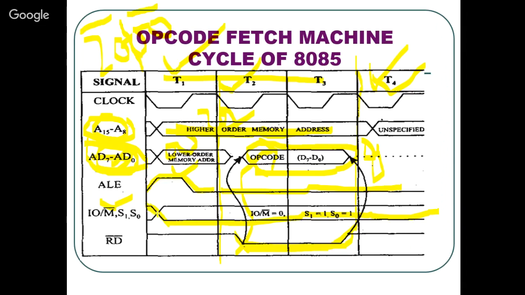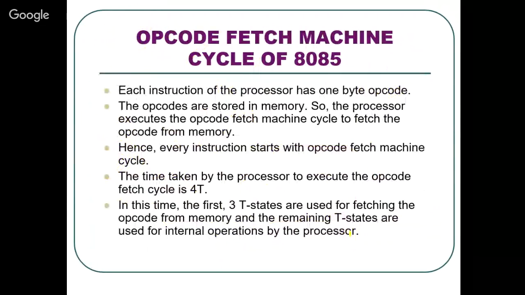Next, the IO/M line goes low because this is a memory read operation, and an instruction is always saved in memory, so it has to be a memory read cycle. And the read bar goes low for the second and third time states, and T4 is for the opcode decode. In the opcode fetch machine cycle, each instruction of the processor has one byte. The opcode is one byte and is stored in memory, so the processor executes the opcode fetch machine cycle to fetch the opcode from the memory. That's why it is a memory read machine cycle, as I stated earlier.